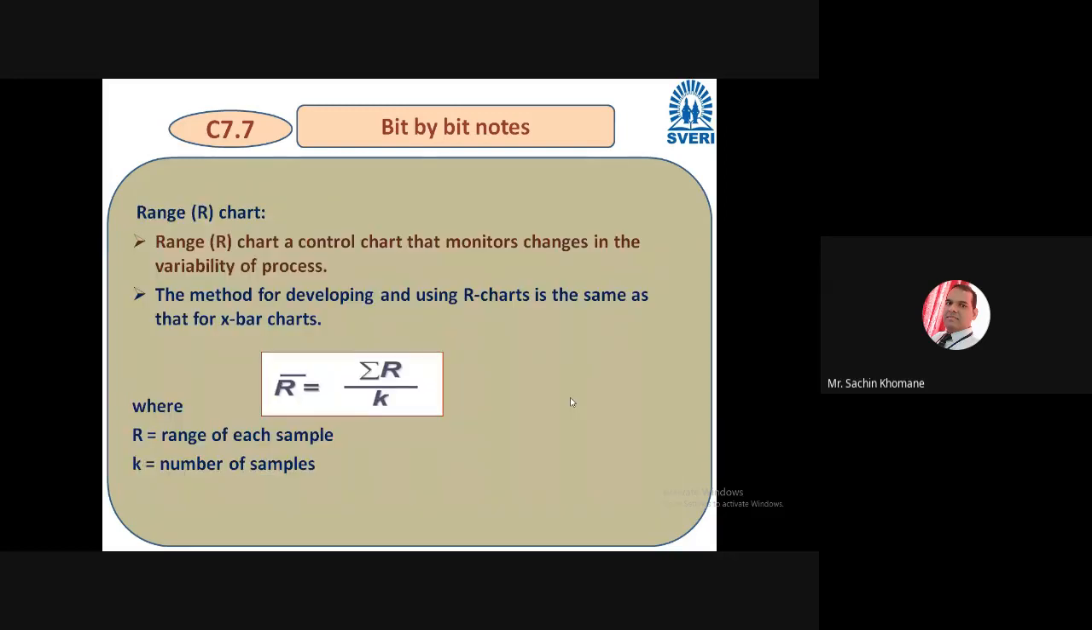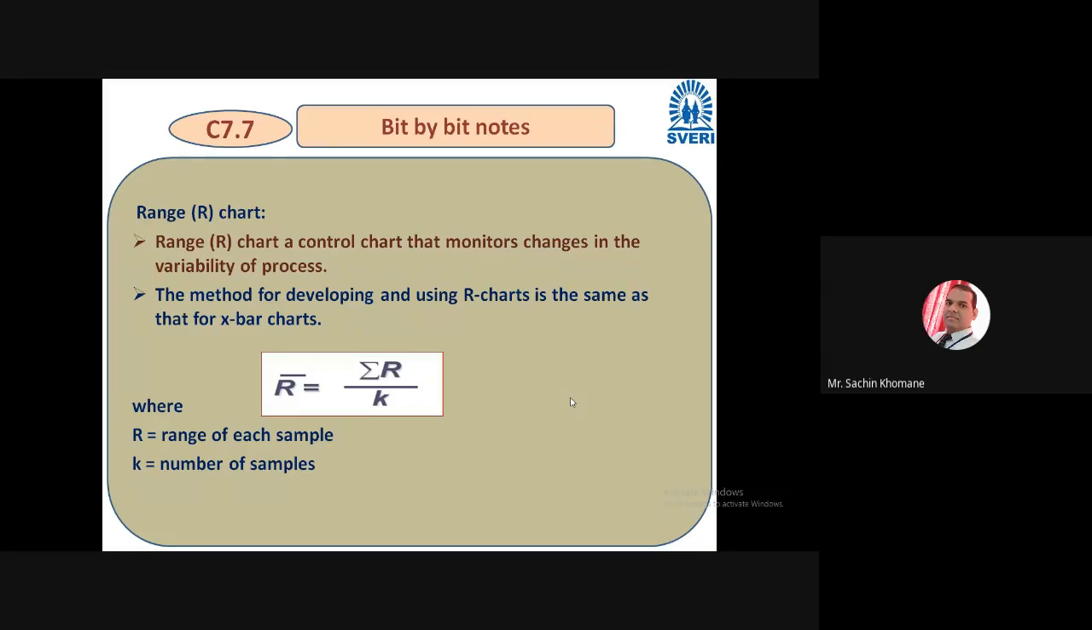Okay, now the next one is the range chart. Try to understand only the chart formats. So what is the range chart? It is a control chart that monitors the changes in the variability of a process. If you want to find out any variability between readings, then the R chart is important.